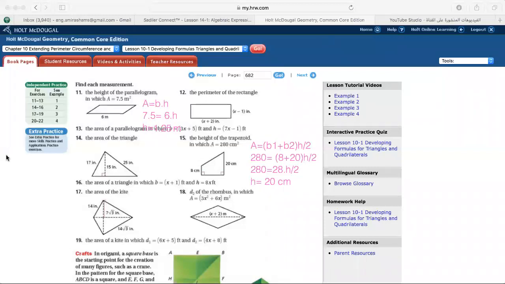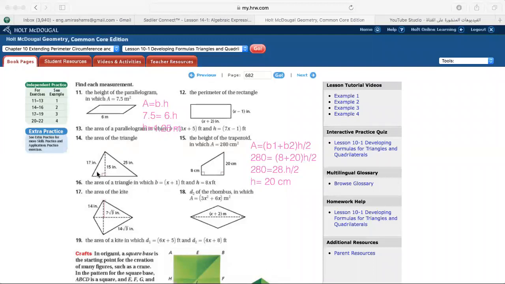Number 14, the area of the triangle. It is required to calculate the area of the triangle. Area of triangle is half base multiplied by height. I have here the height, which is 15, but I don't have the base. How will I calculate the base? I have 17 here and I have 25 here. How will I get this side?